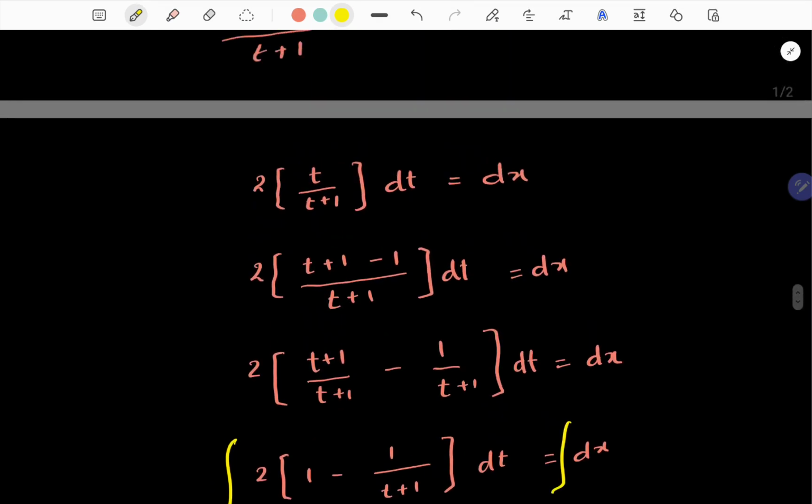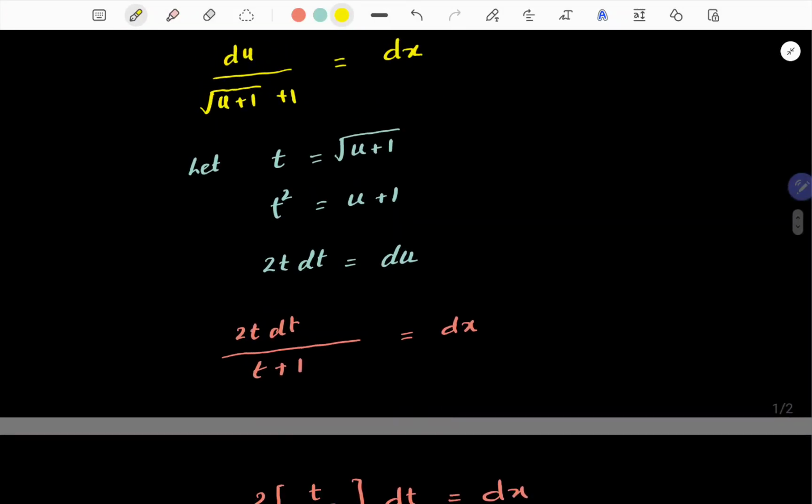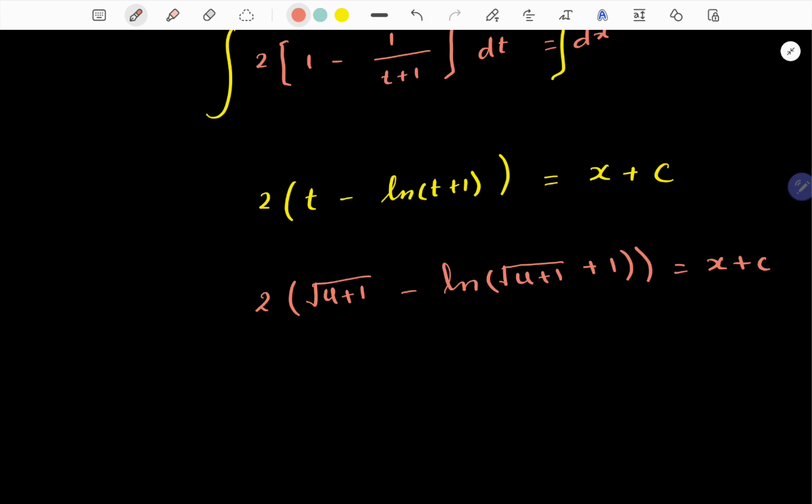First, what is t? t is actually the square root of u plus 1, as we have substituted. So replace back the value of t. This will give 2 times the square root of u plus 1, minus the natural log of the square root of u plus 1, plus 1, and that is equal to x plus c.